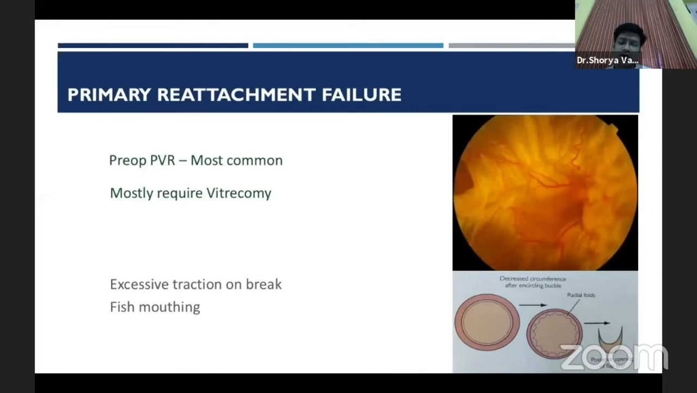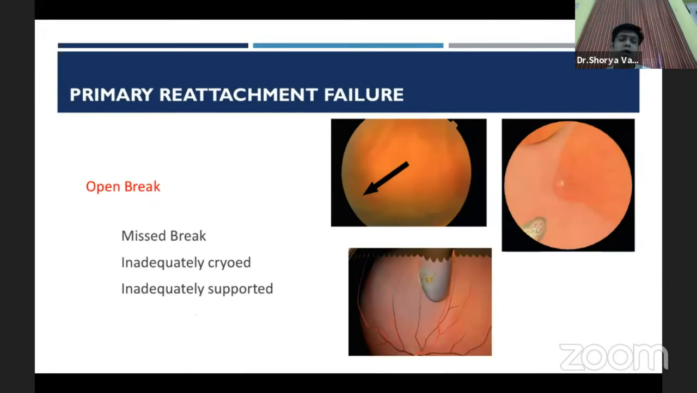Now, one of the most unwanted outcomes would be primary reattachment failure, and the most common cause is proliferative vitreoretinopathy. In these cases, mostly vitrectomy is required. Else, in cases where we put a high indent, we can have fish mouthing, or traction on the break can also be one of the causes of primary attachment failure. Again, an open break, like a missed break or an inadequately cryoed or supported break, can also lead to failures.